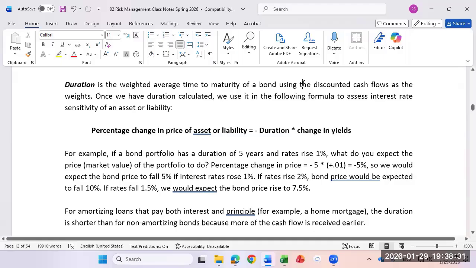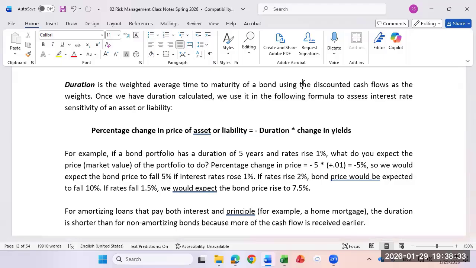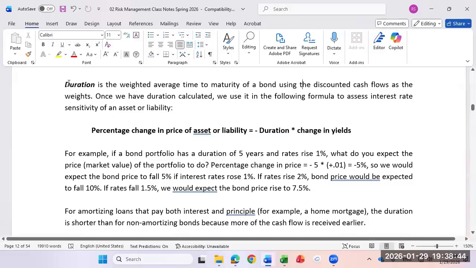So you have 6 months, a year, 18 months, or monthly, whatever. You're taking the weighted average of all those cash flows, but you're using discounted cash flows to do it. You're not using the actual undiscounted cash flows. So duration is a much better measure of your exposure to interest rates than maturity is, because it really depends on when you get those cash flows.